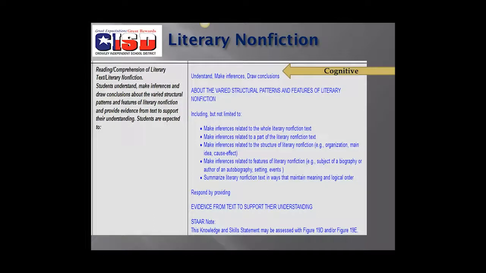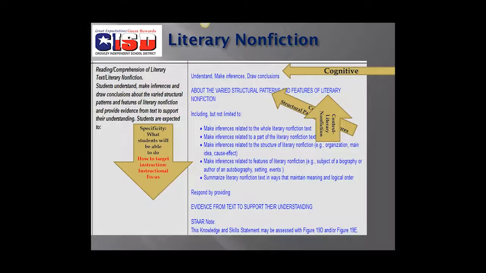So let's take a look at both of the knowledge and skill statements for both of the genres that we'll cover this 6 weeks. We see the cognitive levels to understand, make inferences, and draw conclusions. Our content that we're teaching are the structural patterns and features, and our context is literary nonfiction. I'm going to keep drawing your attention to the specificity. These are the types of inferences students will be able to make.